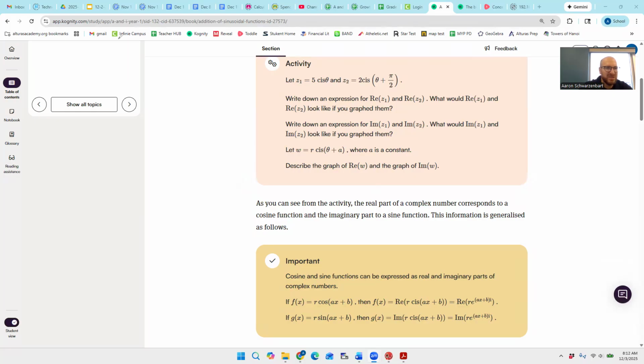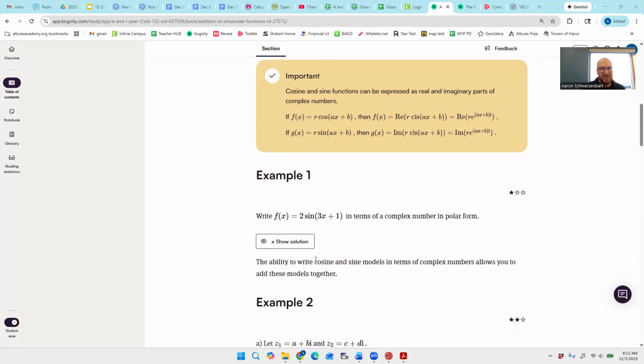So the real just returns the cosine part, the imaginary returns the sine part. One of the keys that we're going to do though is converting this to Euler form, because Euler form is going to allow us to use exponent rules to combine them. Okay, that is one of the biggest keys to this entire unit when combining.